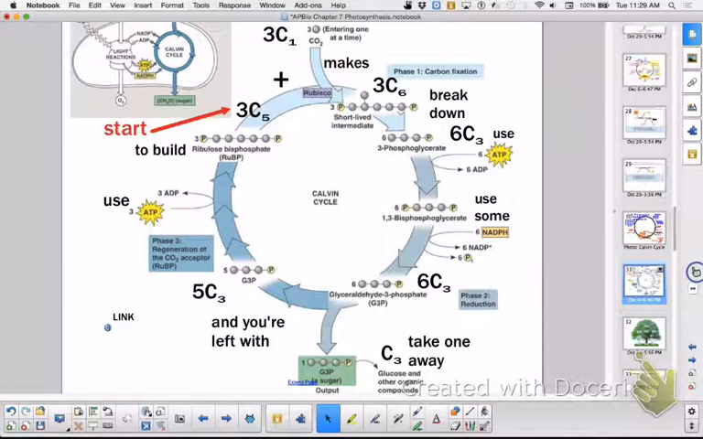Use some reduced NADP on your 6C3. Can you do that with me again? Use some ATP, use some reduced NADP on your 6C3. Take one away. Remember we skim one off the top? Go PGAL. PGAL. The other name for it is G3P.